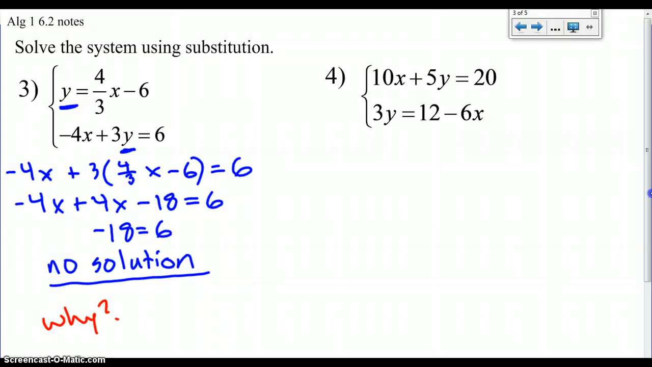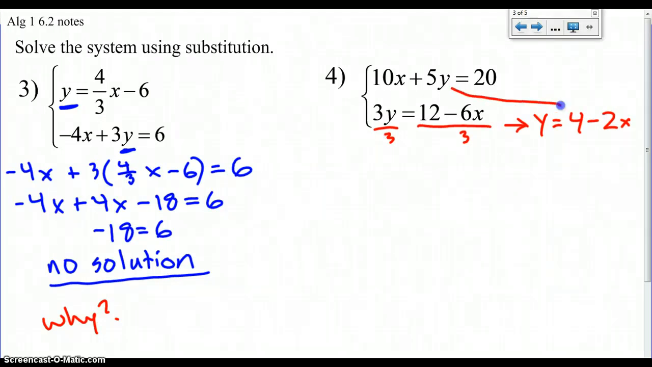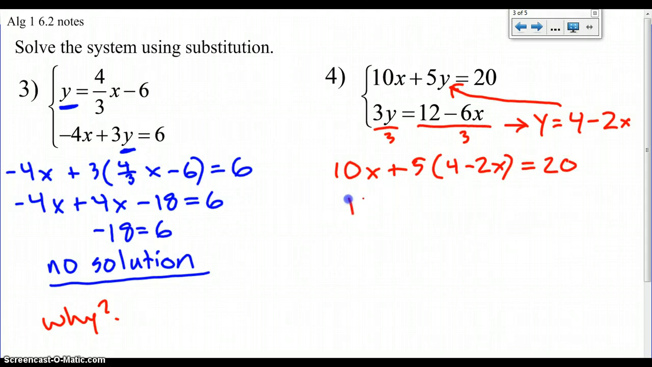Okay, let's look at number 4. Similar question to all the others that we've seen. Now, again, we're going to use substitution. What I'm going to do is take a look at the second equation, and I'm going to divide everything by 3. And my new equation will look like this: y equals 4 minus 2x. I'm doing that so that, again, I can plug that value right in there. So instead of y, I'm going to have 4 minus 2x. So 10x plus 5, replace the value for y, still equals 20.